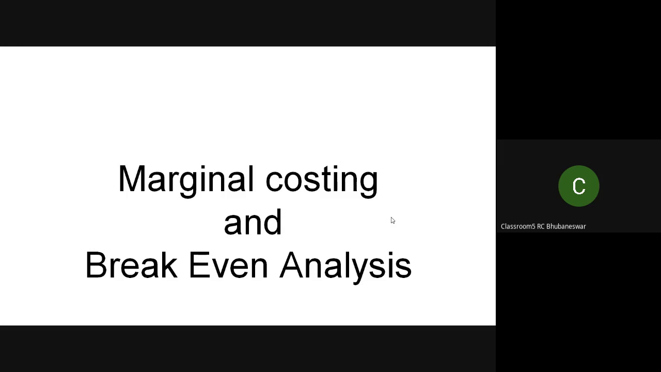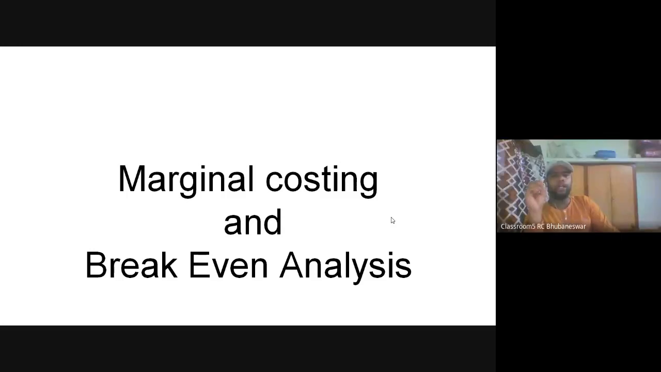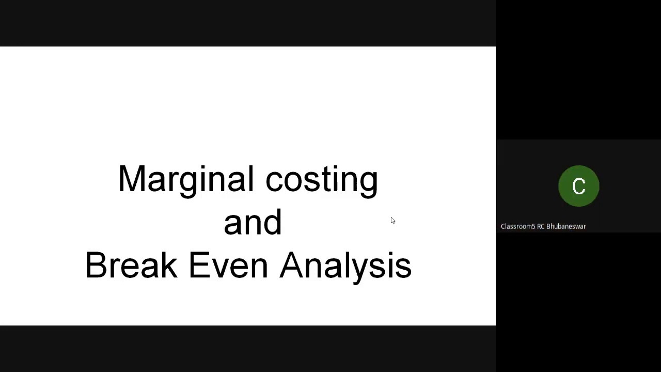But in case of marginal costing, you are only taking the marginal cost, which is known as the variable cost, and it is also known as the relevant cost. The fixed cost portion is known as the irrelevant cost. Why is it irrelevant? Because irrespective of changes in production, you have to spend that one.